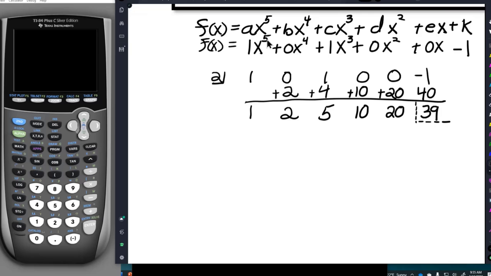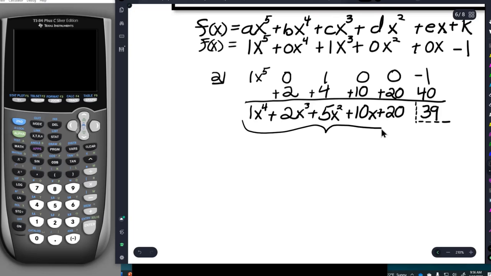Okay, this was 1x to the 5th. So after we do synthetic division, we get 1x to the 4th. And now we're going to go downhill. Look at all these numbers are positive. So plus 2x cubed plus 5x squared plus 10x to the 1, but I don't write the 1, plus 20. This is my quotient. And my remainder is 39.